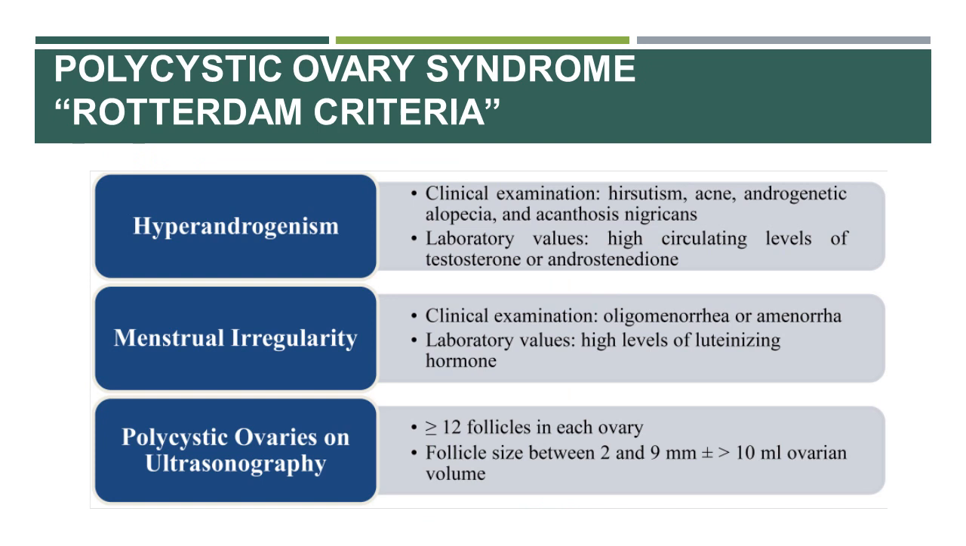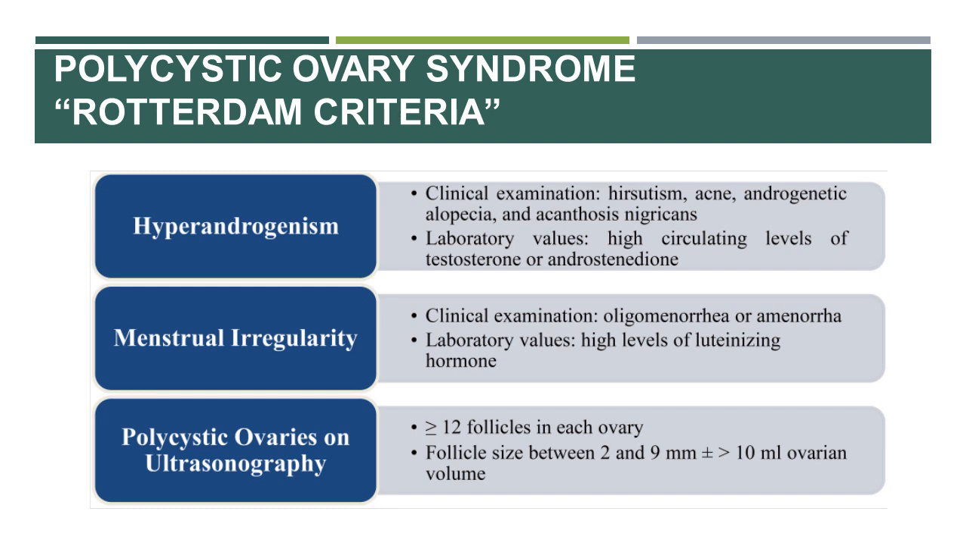Here is another closer look at the Rotterdam criteria. As I've mentioned, we need to fulfill 2 out of the 3 criteria in order to diagnose a patient as having polycystic ovary syndrome. The components of this Rotterdam criteria are hyperandrogenism, menstrual irregularity, and polycystic ovaries on ultrasound. Now for hyperandrogenism, this can be manifested as either clinical hyperandrogenism or biochemical hyperandrogenism. Clinical hyperandrogenism is manifested as hirsutism, acne, androgenetic alopecia, and acanthosis nigricans, whereas biochemical hyperandrogenism is manifested as high circulating levels of testosterone or androstenedione.